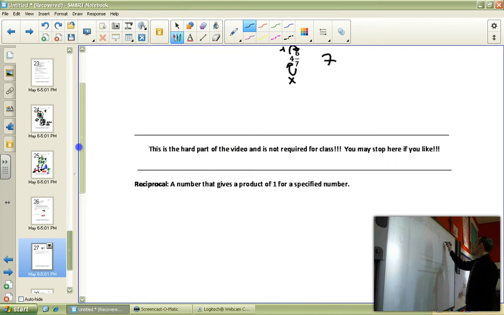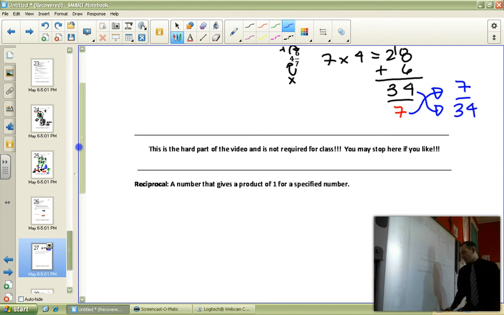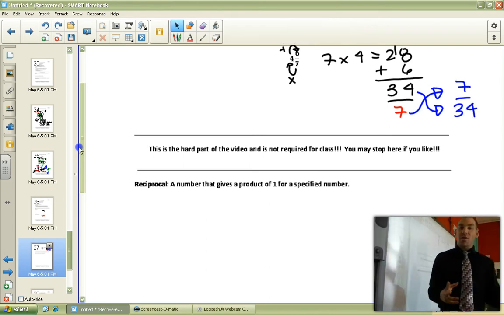So I'm going to write it out. 7 times 4 equals 28. Plus those 6 will give us 34, and just like we did in addition and subtraction and everything else so far, we're going to keep our denominator. Okay, so now I have 34/7, and we're going to, just like we have previously, flip the spots, and I will have 7/34. Okay, that's how you're going to find your reciprocal for all of those.